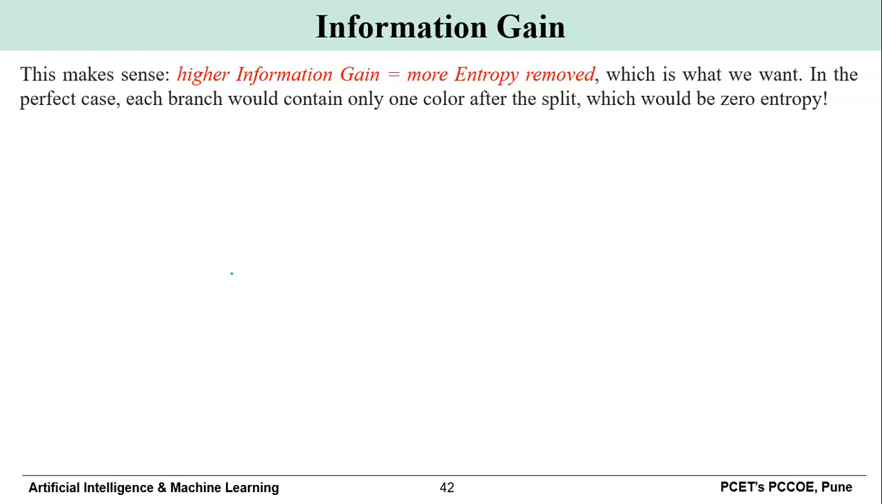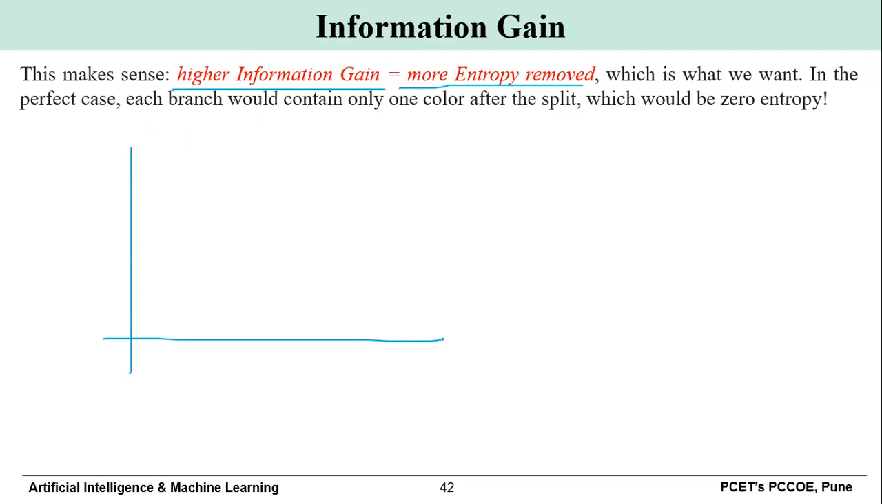So what we can get from this example is that to get higher information gain, we should remove more and more entropy. The lower the value of entropy, the higher the value of gain, and vice versa. In the perfect case, each branch would contain only one color after the split, which means zero entropy.